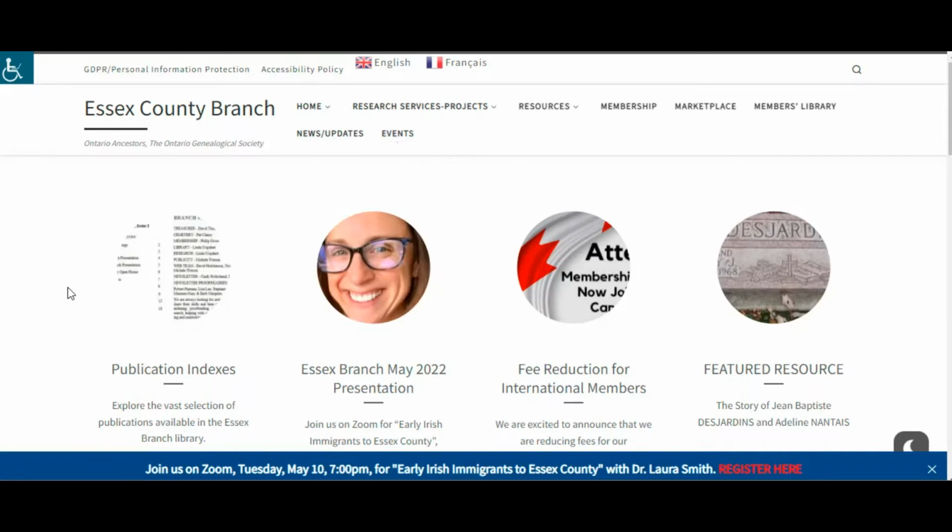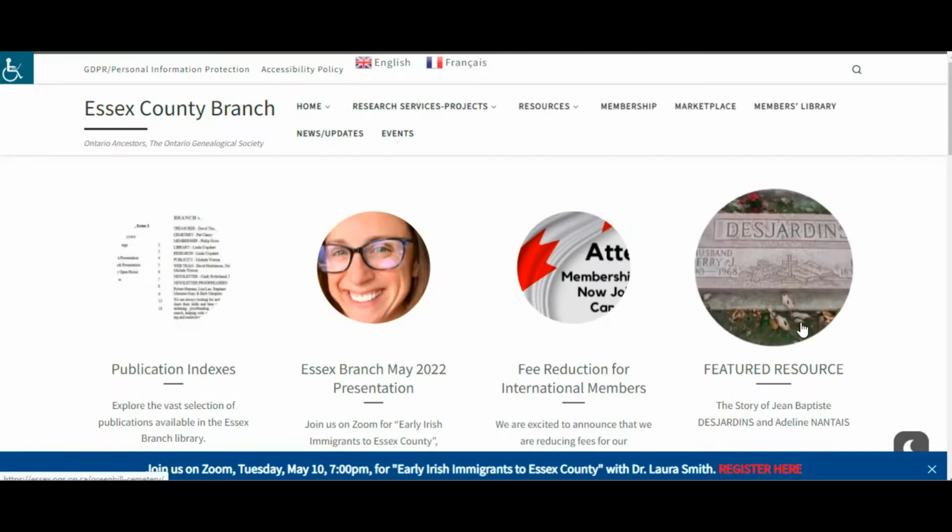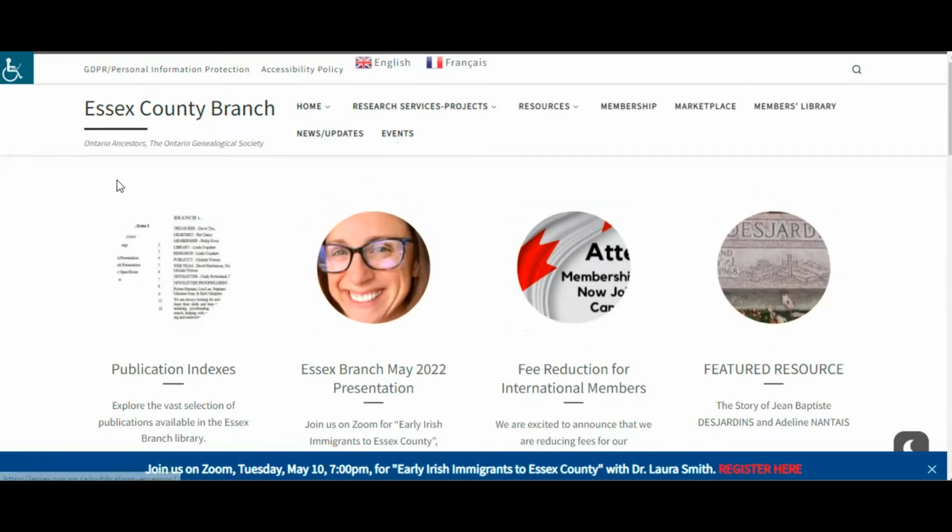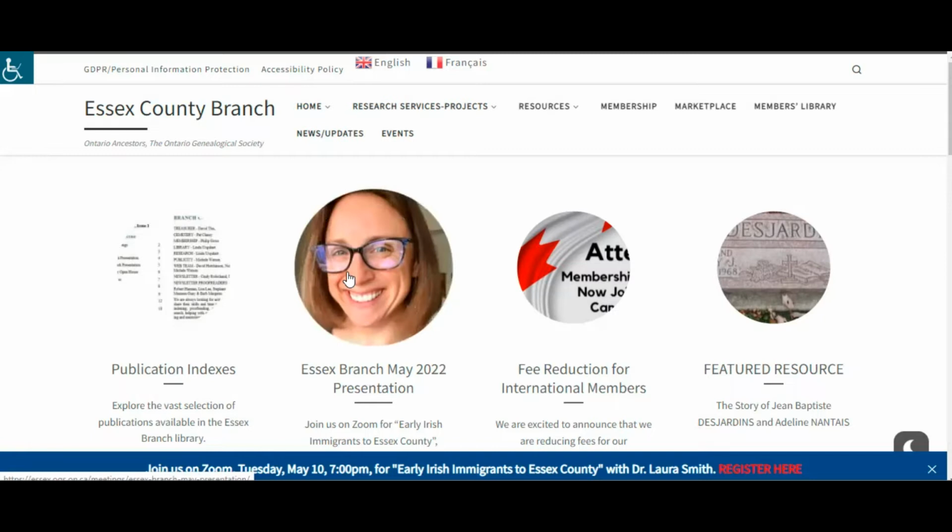But first, I want to take a look at what's here in the middle. These are what we call our featured resources, and they change regularly during the year. The first one is our publication indexes. This basically will be changed to a master index when we are able to put all our indexes together into one huge index. The Essex branch presentation, the very one that's coming up, is always indicated here.